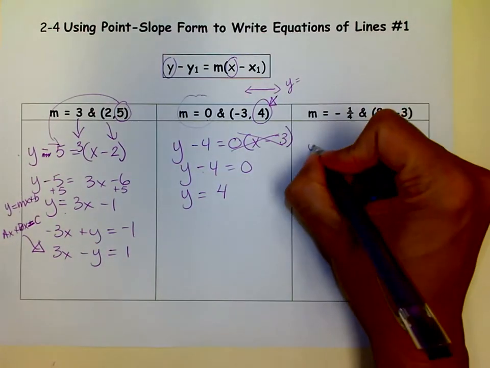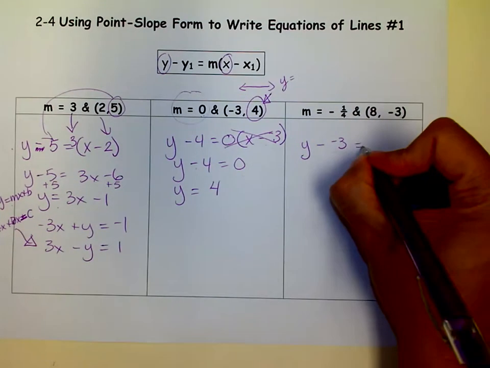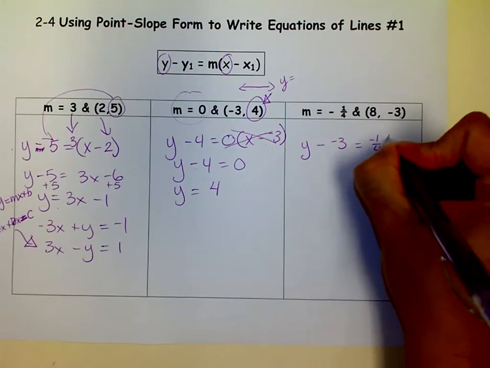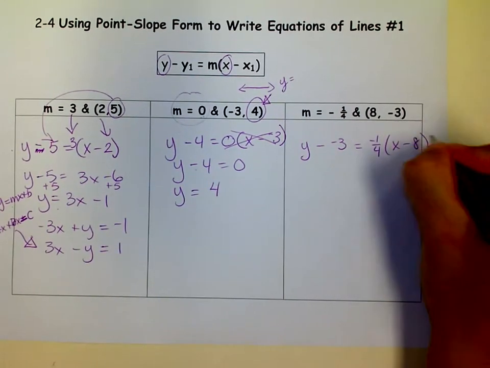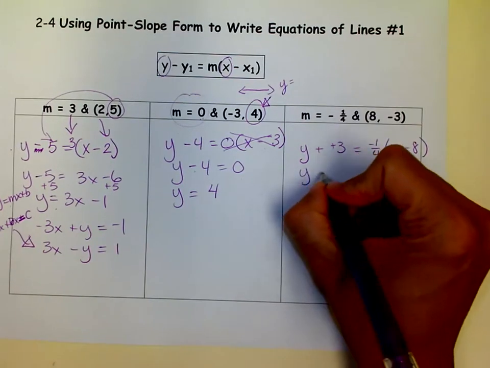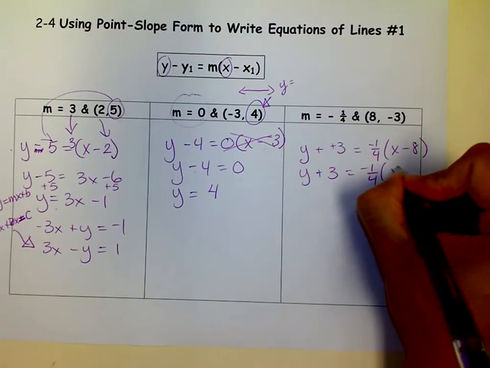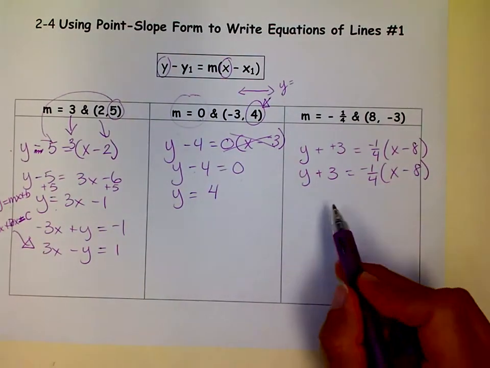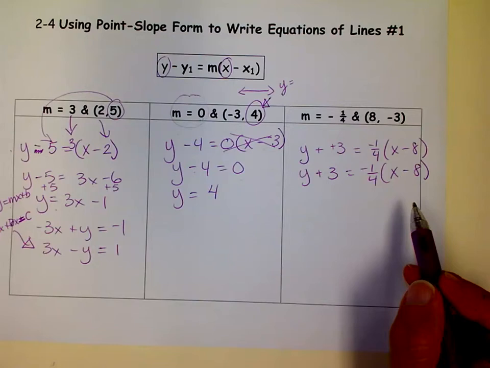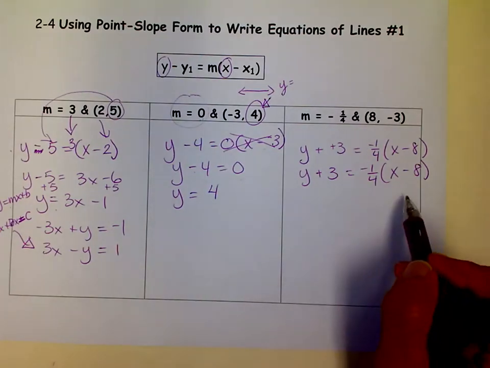Last one, y minus a negative 3, so y minus that y, equals m, which is negative 1/4, times x minus 8, which is that x. So if I simplify a little bit there, then I have this. And again, that's perfectly fine as an answer unless they specifically ask you to get it in slope-intercept form, which is easy enough to do.